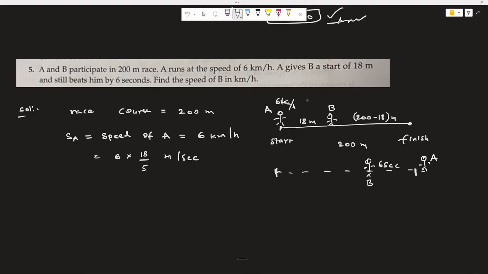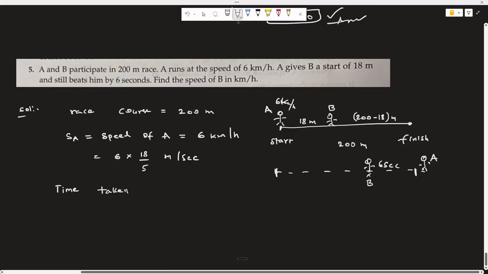Now, what should we do? We calculated the speed and converted it into meters per second, and the race course is 200 meters. Now I want the time Mr. A took to finish this race course. Let's calculate the time taken, because they also described the end scenario. End means the finishing point I'm describing.